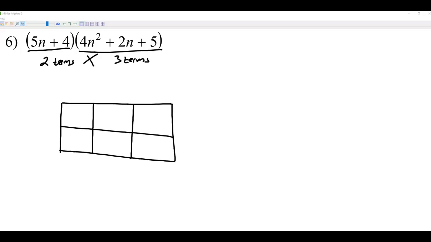Last time when we had the box method, it didn't matter which one you put on the top, which one you put on the side, but here it does matter. The one that has 2 terms, I have to put it down the side here because that's where the 2 terms are. And the one that has 3 terms, I've got to put it along the top. And then we're just going to fill it in.